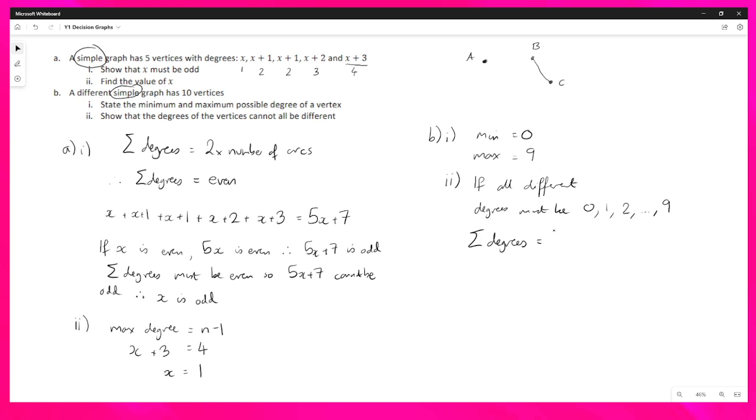So we can now discuss this in 2 ways. We can work out the sum of the degrees, which is 45. Half n plus 1, the sum of numbers from 1 to 9, is odd, and we've already seen the sum of the degrees must be even. Okay, so the degrees cannot all be different.